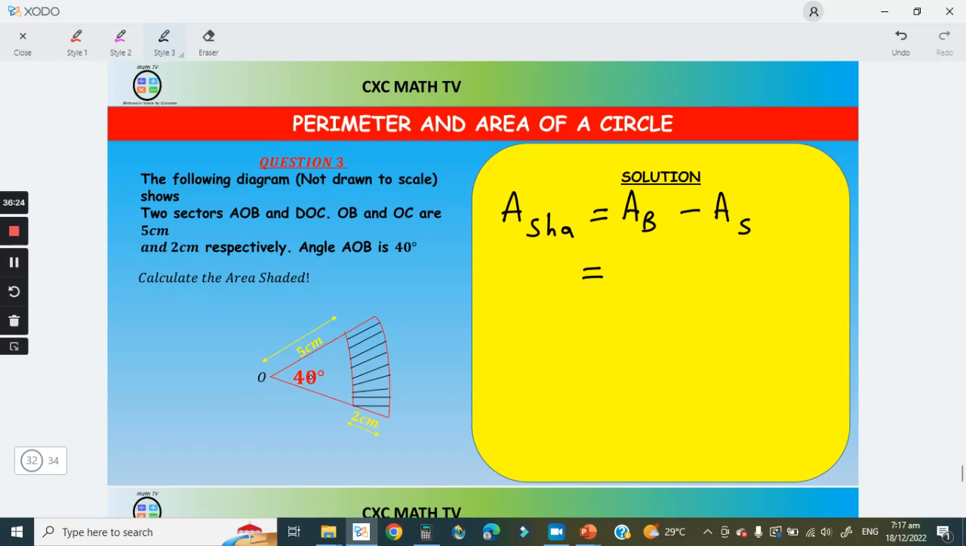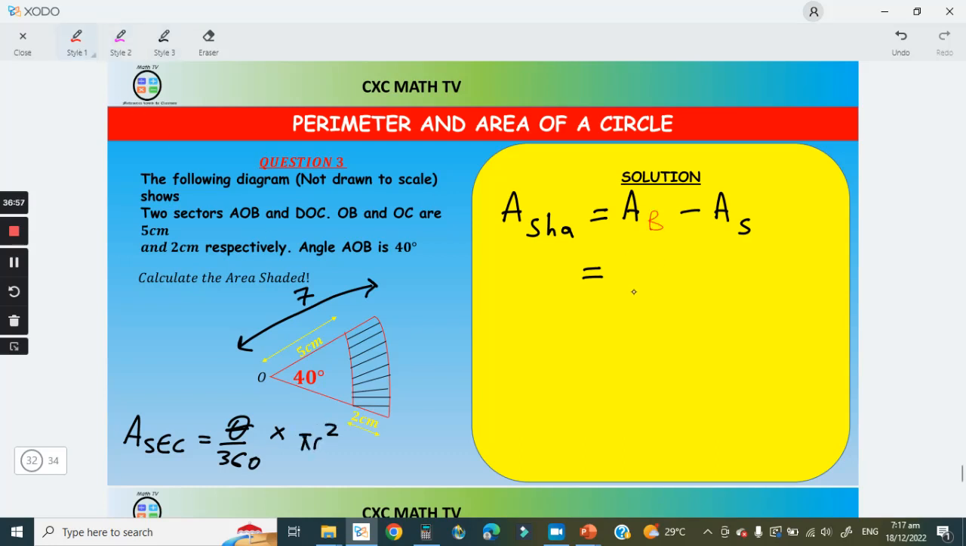Theta over 360 times pi r squared. Now, what's the radius of the big sector? You realize, if this piece is 2 and this piece is 5, the big sector has a radius of 5. Therefore, it is now theta. Remember, the area of a sector is theta over 360 times pi r squared. You have to remember that formula.